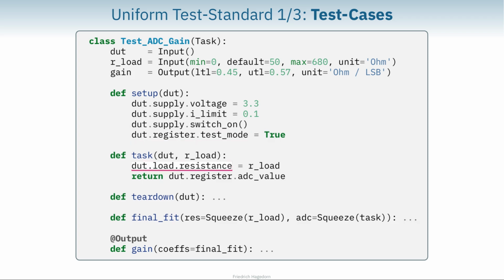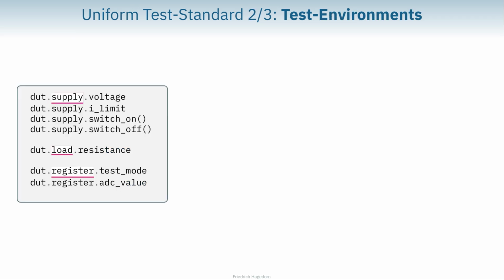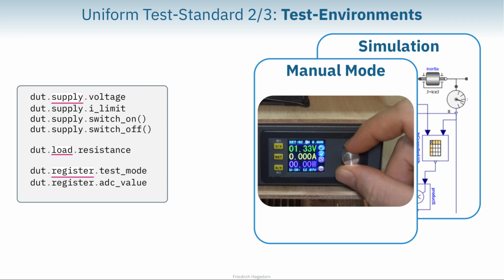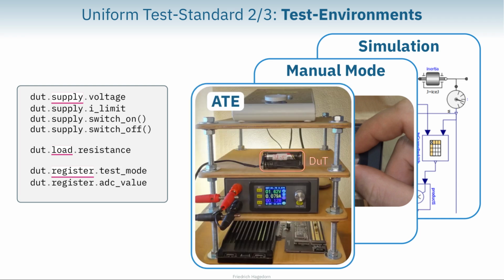It is now very important that you find a suitable verbal description for all interactions with the device under test. And in this way, you have created an interface that describes the input-output behavior of the device under test. In the second step, you simply have to implement this interface for all required test environments. This can be, for example, a complete simulation model, a guided manual measurement, or a fully automated measurement setup.